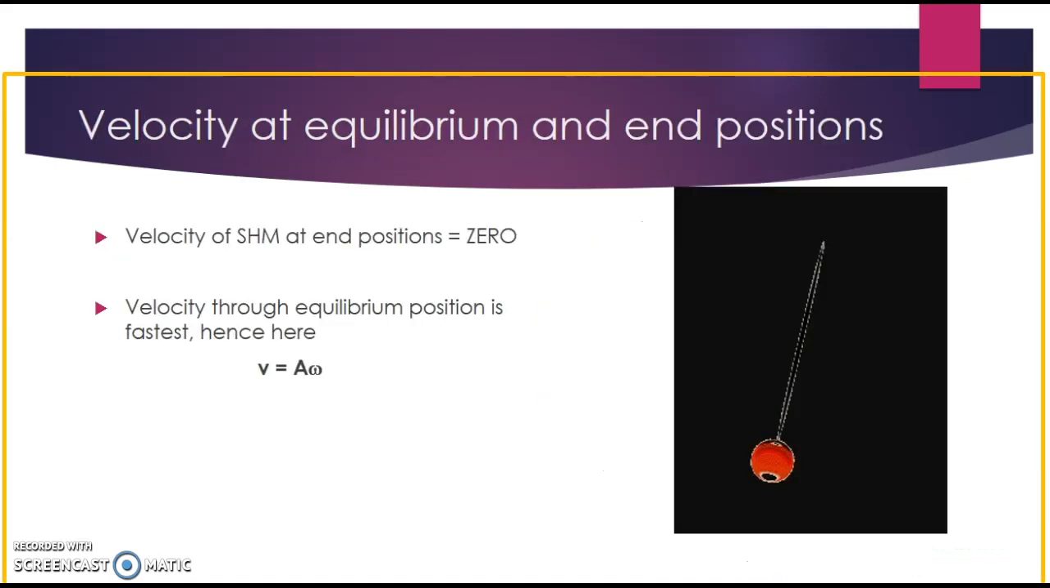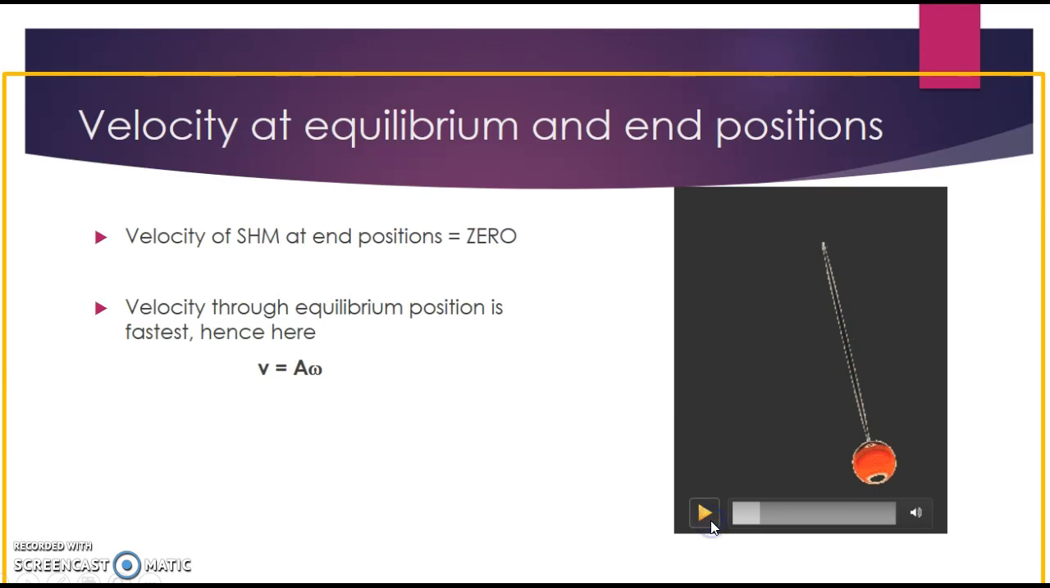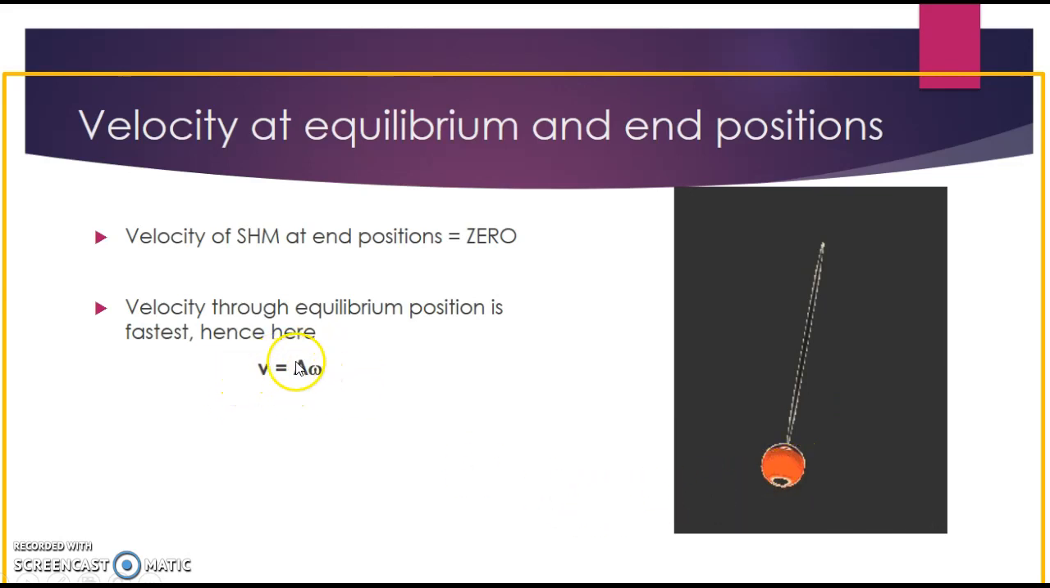Just two things to note about the velocity at the equilibrium and the end positions. Remember, when something is moving to the end position, it's going to have zero velocity as it changes direction, but through equilibrium it's going to have a maximum velocity. So velocity there will be a times omega. There will be no sine or cos of anything at that point.